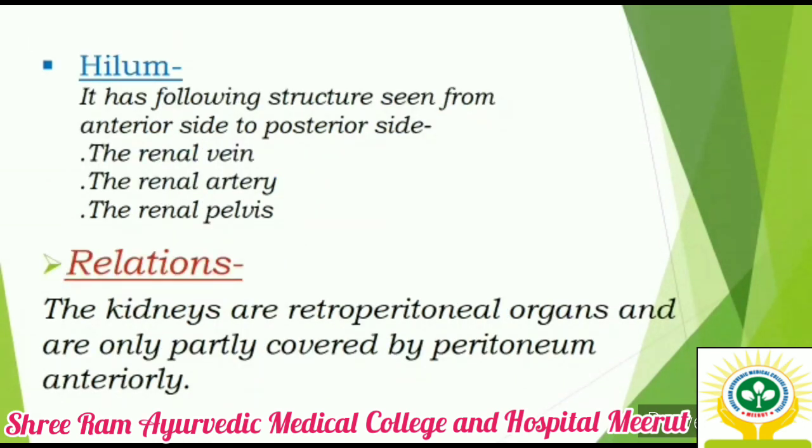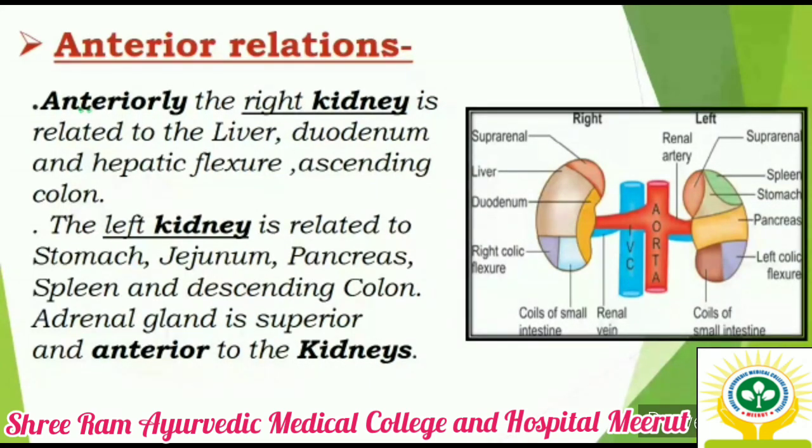Hilum: it has the following structures seen from anterior to posterior side: the renal vein, the renal artery, the renal pelvis. Relations: the kidneys are retroperitoneal organs and are only partly covered by peritoneum anteriorly. Anterior relations: anteriorly, the right kidney is related to the liver, duodenum, and hepatic flexure of the ascending colon. The left kidney is related to the stomach, duodenum, pancreas, spleen, and descending colon. The adrenal gland is superior and anterior to the kidneys.